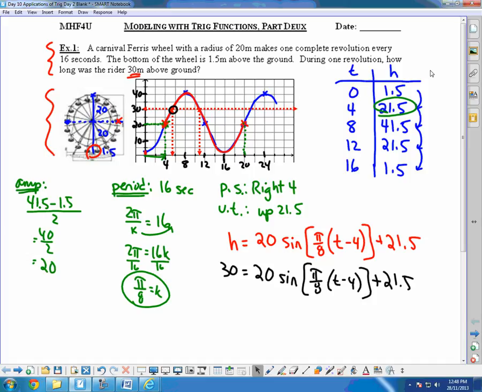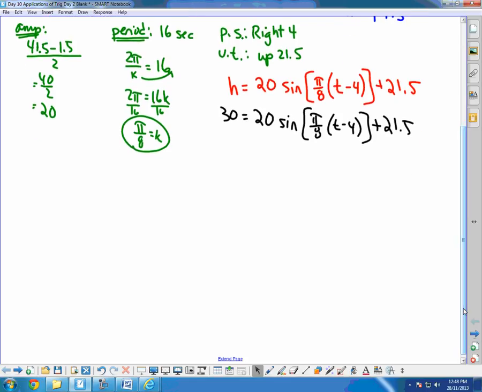All right, so I'm going to have to isolate for t. So much like the questions yesterday, we got quite a bit of work to do. First thing I'm going to do is get rid of the 21.5, so subtract 21.5 from both sides. So of course that's going to leave me with 8.5 equals 20 sine pi over 8 t minus 4.